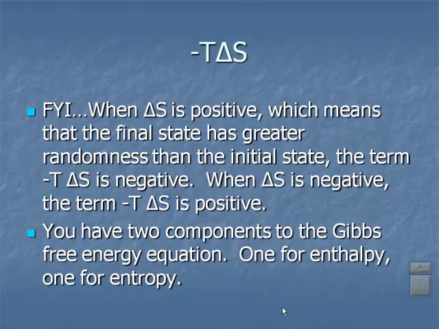So when both delta H and negative T delta S are negative, then of course your delta G is going to be negative anyway, right? And of course when they're both positive, then delta G will be positive. But what if one of them is positive and one of them is negative? That's tricky. Then the sign of delta G will depend on the magnitudes of those two numbers, right? How big delta H is compared to T delta S.